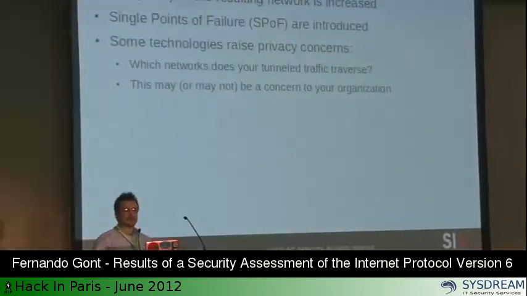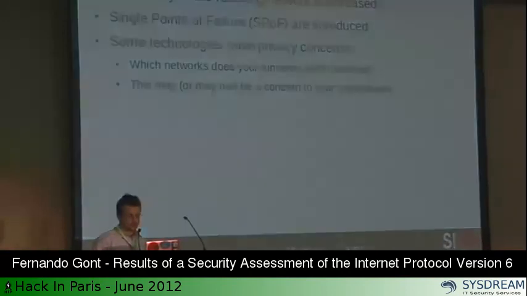The implications of these transition technologies are, first of all, that they increase the complexity of the network, and if the network is more complex, there is more room for trouble. In many cases, they introduce single points of failure, so now you have the whole network depending on a single system. And many of these technologies raise privacy concerns. Many people, for example, use tunnels to get IPv6 connectivity, but in many cases they don't consider that they are sending all of their traffic to some remote node somewhere else. So that's something that should be taken into consideration.